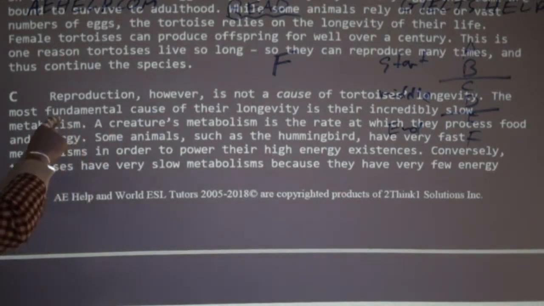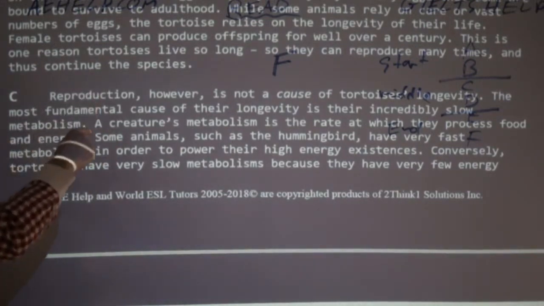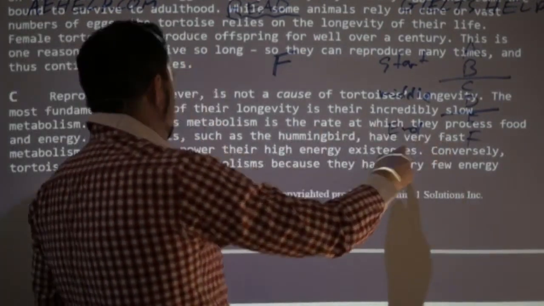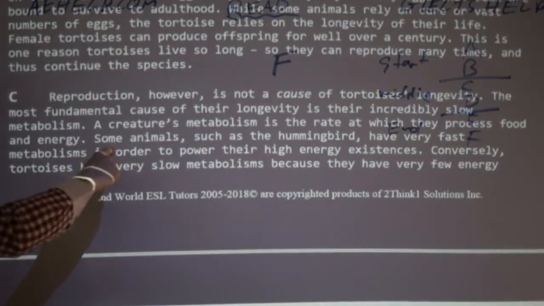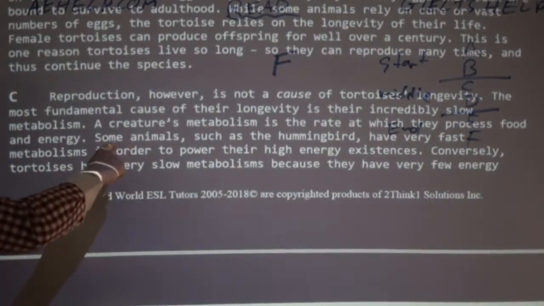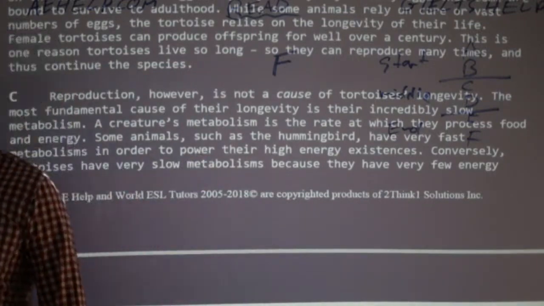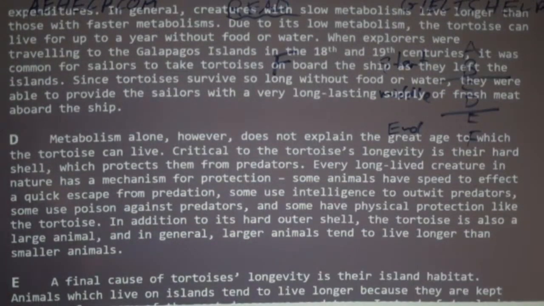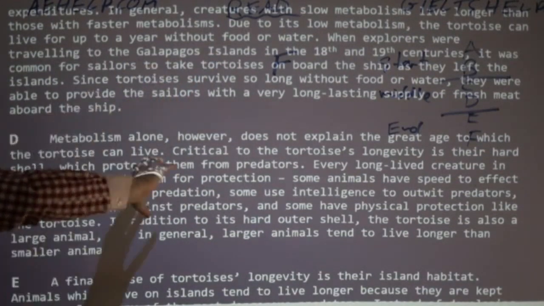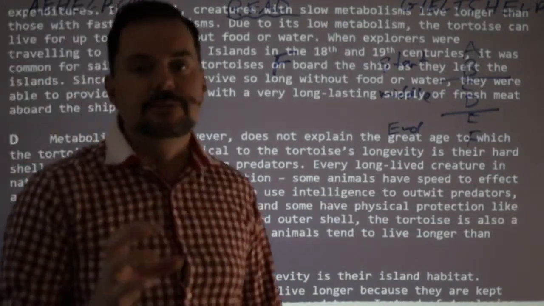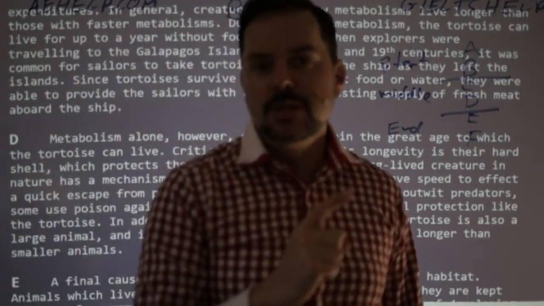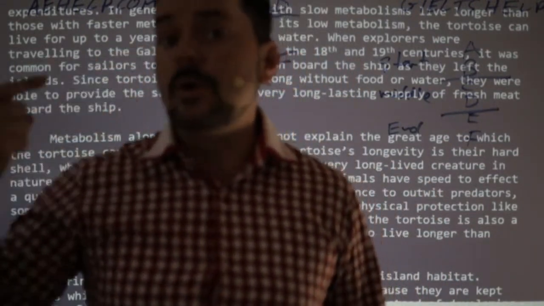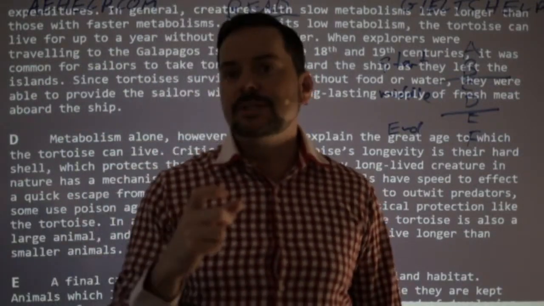Sorry, that's still the topic sentence. It's two topic sentences here. And then the explanation. A creature's metabolism is the rate at which they process food and energy. Some animals, and then it starts to go into examples. Some animals, such as the hummingbird. So you know it's the middle, you know it's an example, so you're really looking at the last half of the middle paragraphs for this information. Does that make sense? So if you have this clearly in your head, these strategies, you're going to be very quick to find this answer. It should only take you seconds.